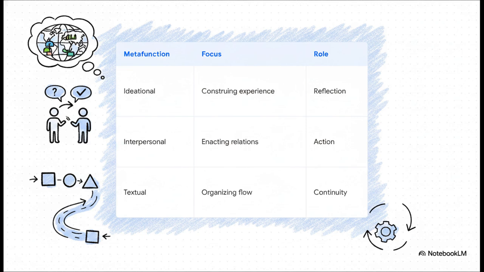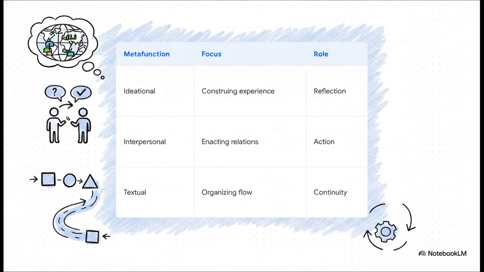First up, we have the ideational metafunction. This construes our experience. Its language functioning as reflection, helping us categorize the physical and mental world. Second is the interpersonal metafunction. This enacts our social relationships. Its language is action, allowing us to demand, offer, or align with the person we're talking to.